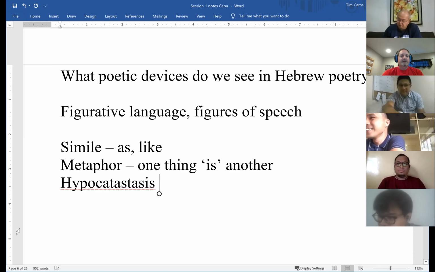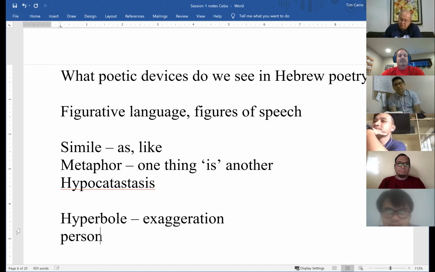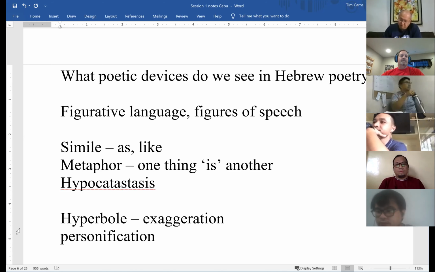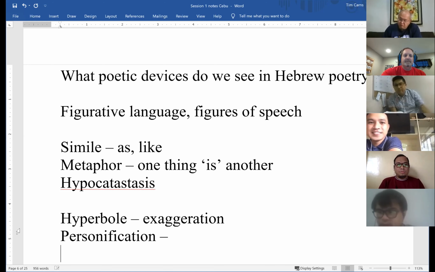Okay, good. Any others that come to mind? Hyperbole. Good, hyperbole, right? Exaggeration. Any others? Personification. Good, personification. A human feature is attributed to a non-human object. Trees clapping, the mountains shouting, things like that. Any others come to mind?